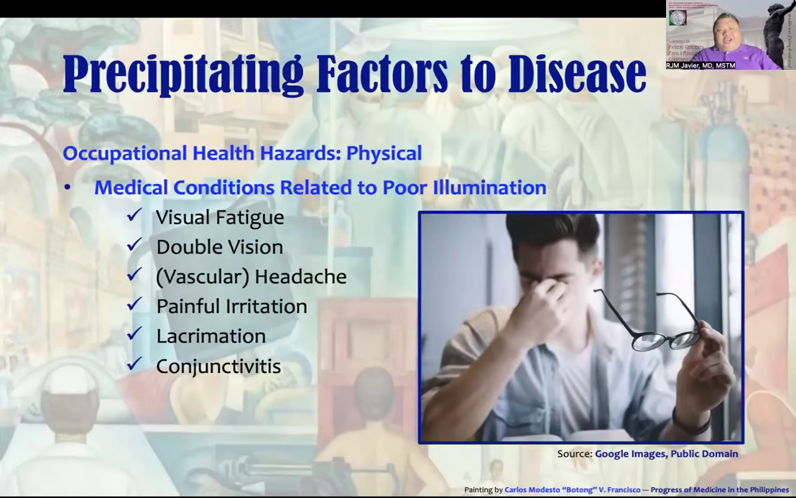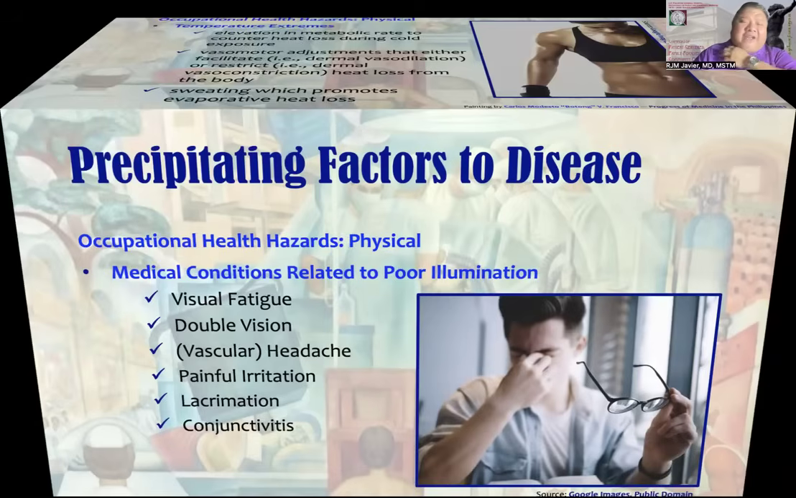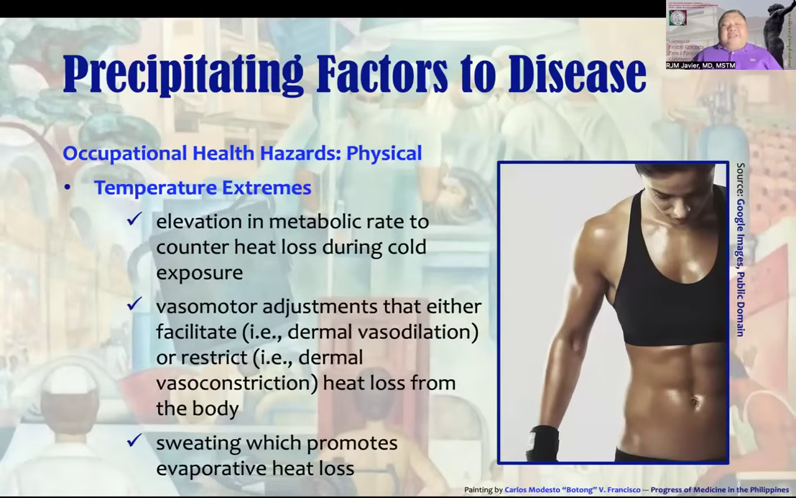Because of poor illumination, this can lead to certain eye conditions, including visual fatigue and vascular headache. It can cause painful irritation and lacrimation, and even conjunctivitis. Another physical hazard will be extremes of temperature. If you are exposed to either very cold or very warm work environments, it also affects the way you are working or functioning.